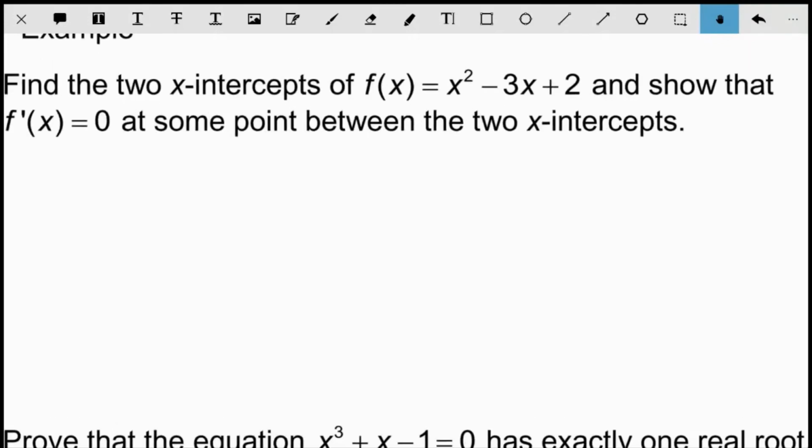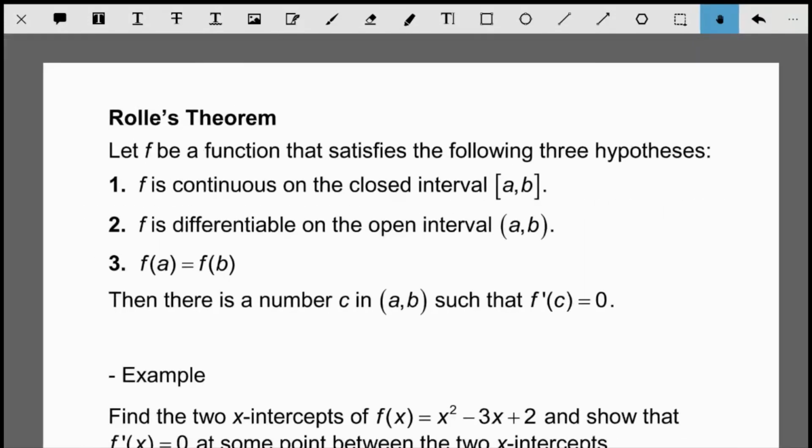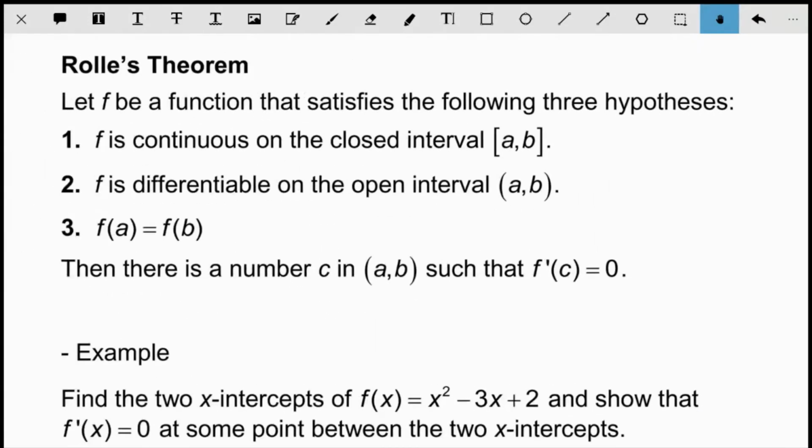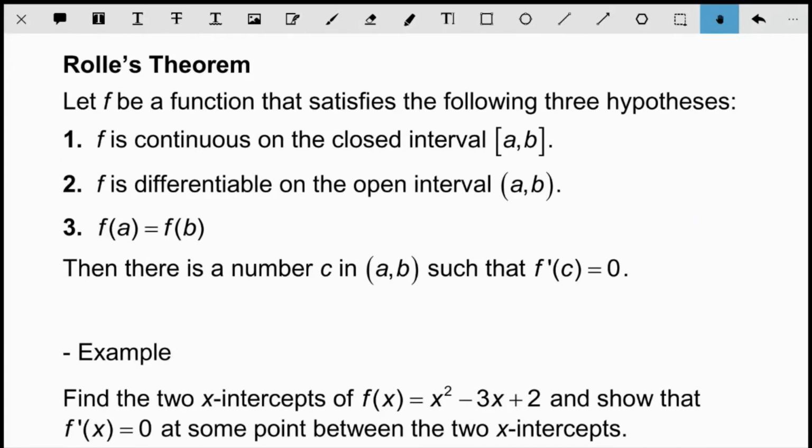Okay, so the last thing we're going to talk about here is called Rolle's theorem. And Rolle's theorem is really just a special case of the mean value theorem. So Rolle's theorem has to do with when our average rate of change is equal to 0.